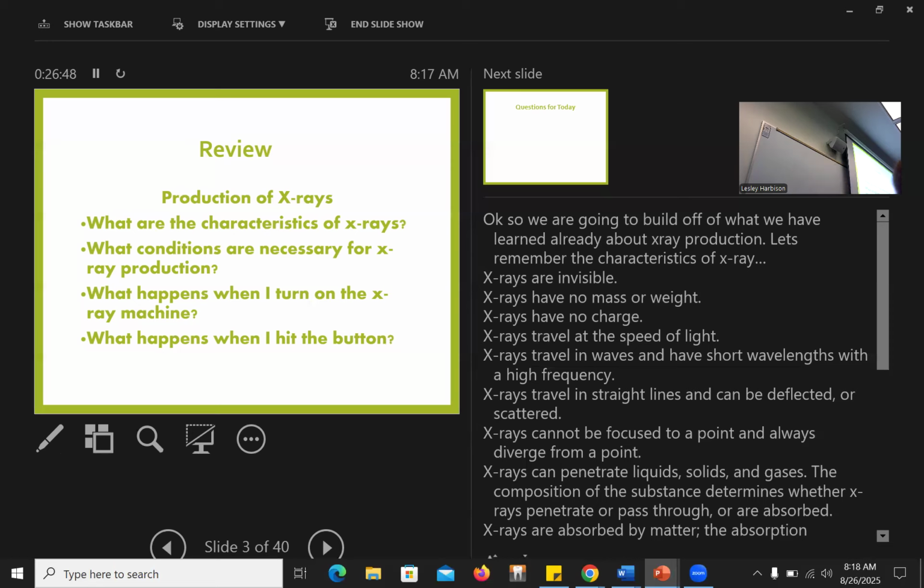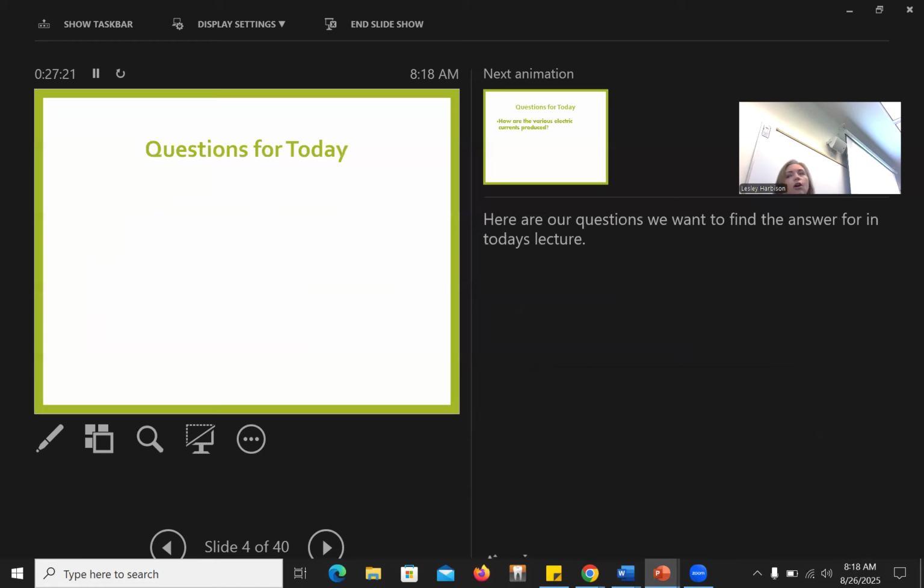Good, yeah. Is that when the thermionic emission happens? So the thermionic emission happens when we just turn it on. When we turn on the machine and it pulls energy from the circuit, from the wall, it starts heating up that filament, and that's the thermionic emission. Then pushing the button gives it that energy or voltage to fly across. But good question. So yeah, thermionic emission is what happens when we turn the X-ray machine on. It gets those electrons ready to go.